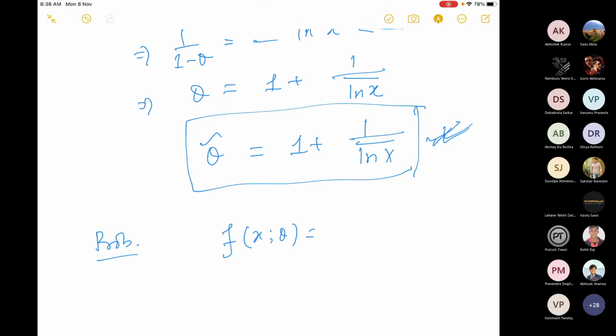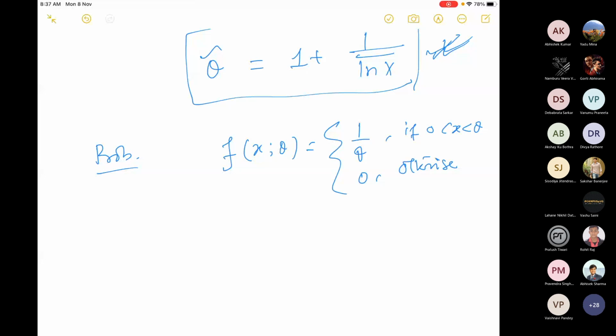So this is my uniform distribution, 1 by theta, for 0 less than x less than theta, and 0 otherwise. We have done this. We have found the estimator for theta using our method of moments, and we have seen that 2 times capital X bar is the estimator for theta.